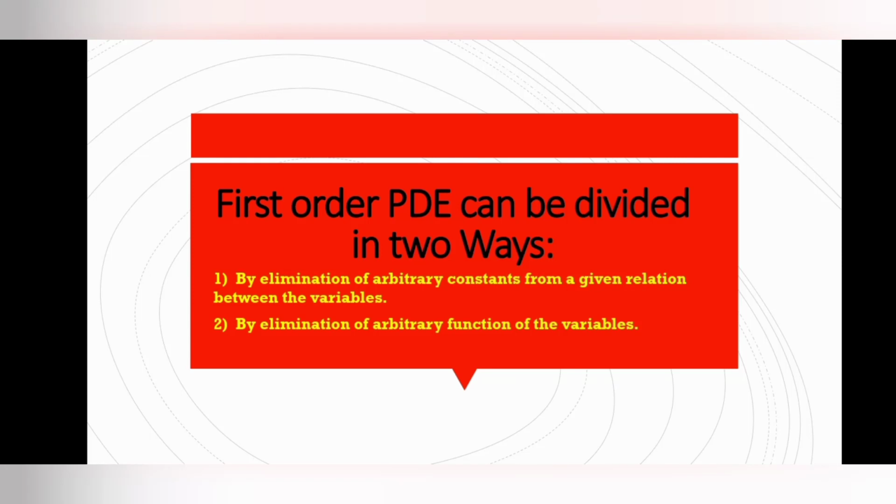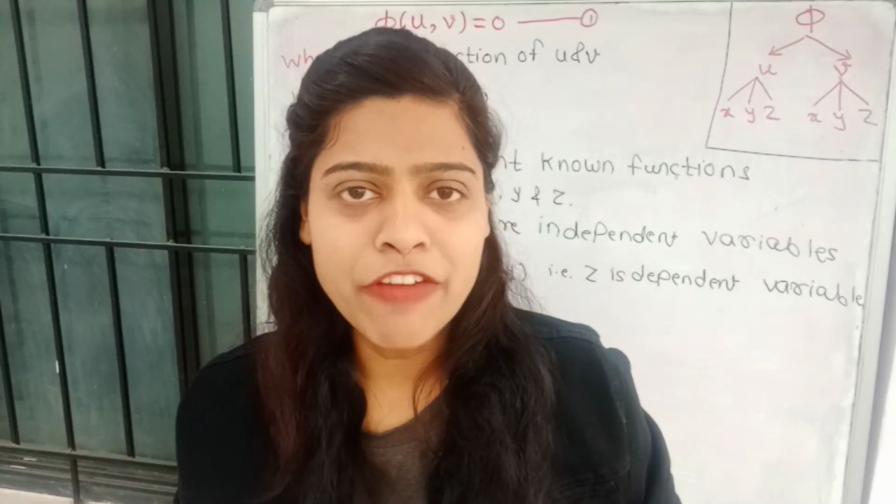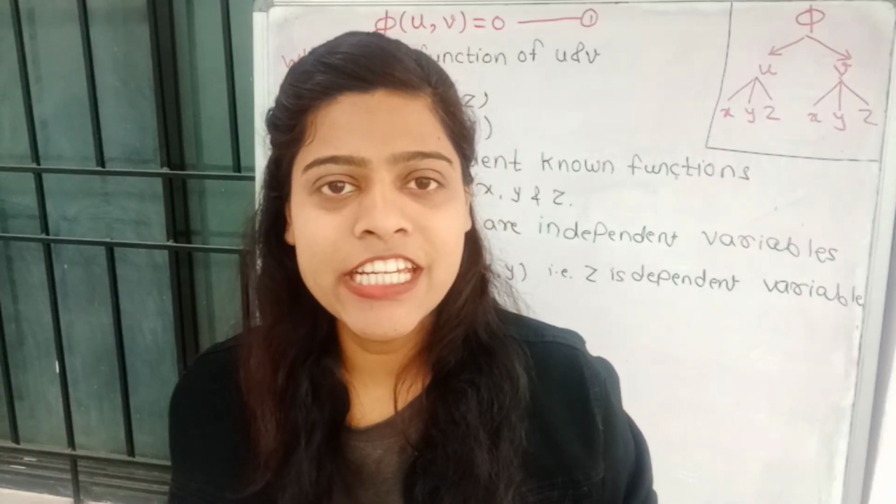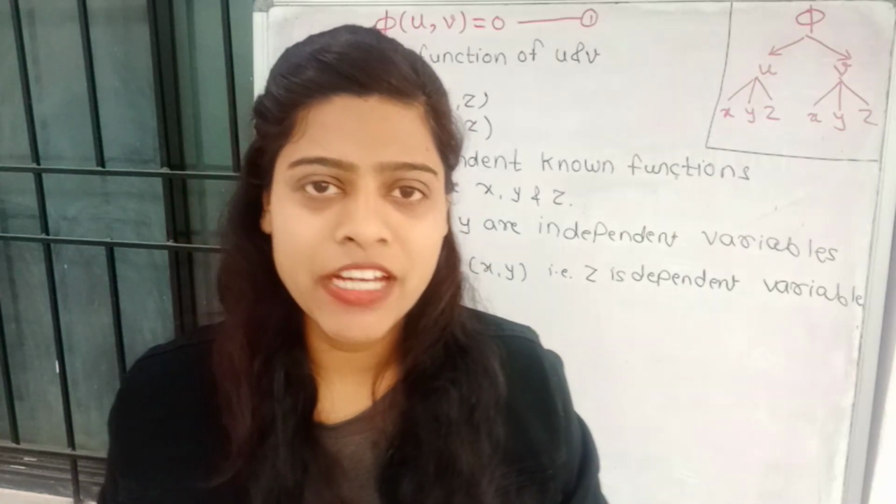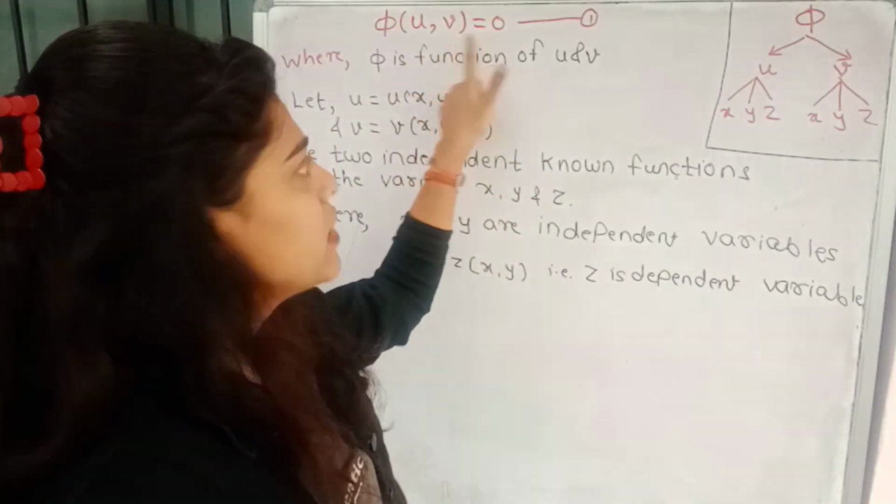In this video, we are going to see a theorem on a second type of first order partial differential equation, that is elimination of arbitrary function of the variables. To obtain a partial differential equation, that is Lagrange's linear equation, firstly we have to consider one function, that is phi of u, v is equal to 0.